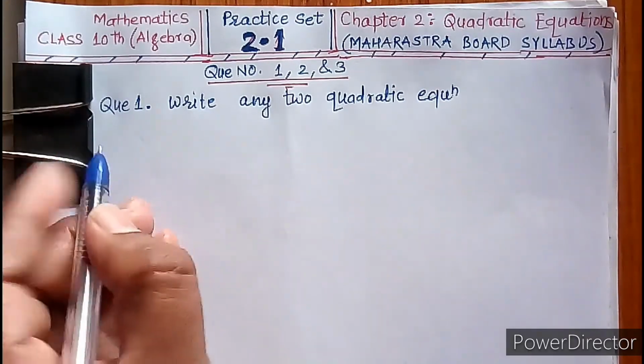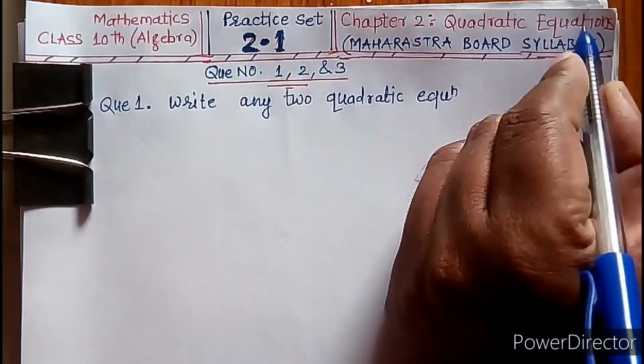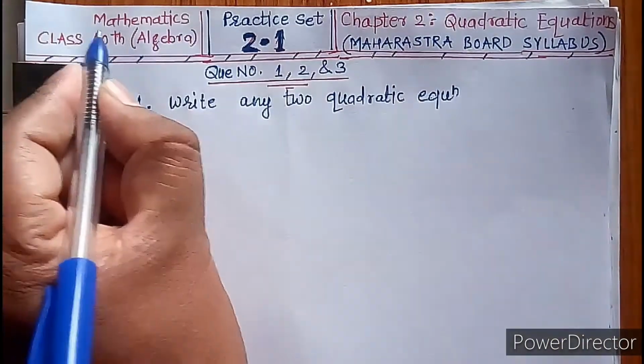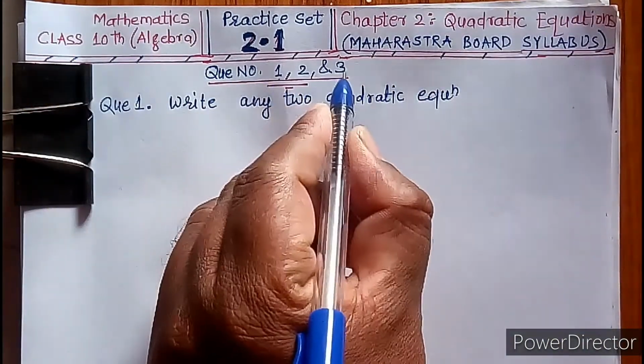In this video, we are solving practice set 2.1, chapter number 2, quadratic equation of Maharashtra board, that is mathematics class 10 algebra. Question number 1, 2 and 3.